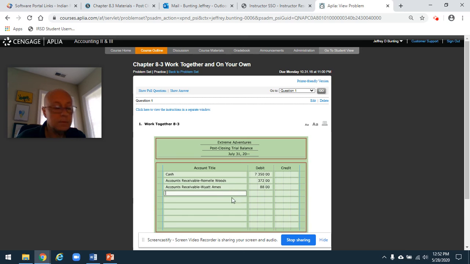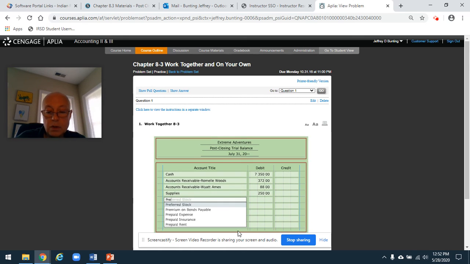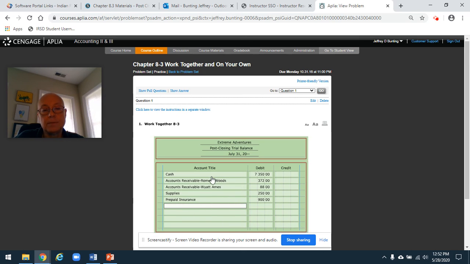Okay. Then we're going to go to our tangible assets. So supplies. And we calculated that we have $250 worth of supplies left. Then we got our prepaid insurance, which we adjusted down. And if I remember, that's $900 remaining. Okay. And that's all of our assets.